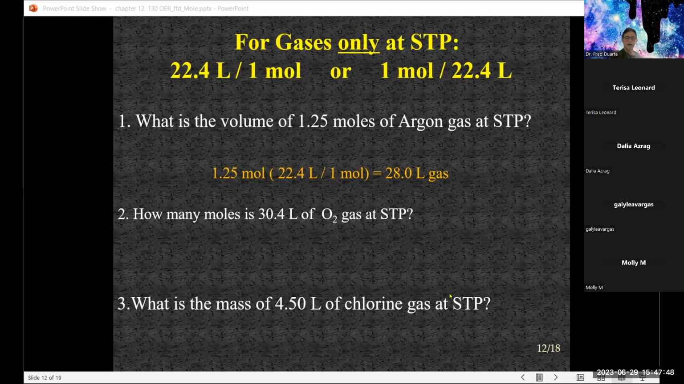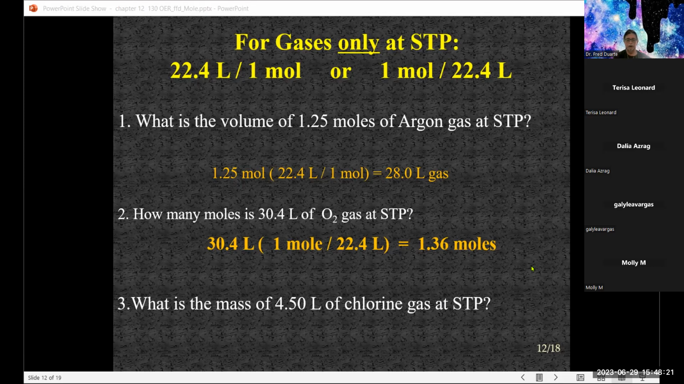All right, the next one says, how many moles is 30.4 liters of hydrogen gas at STP? So if we have 30.4 liters, and we are at STP, I simply divide by 1 mole over 22.4 liters. So I have 1.36 moles of gas at STP, okay?